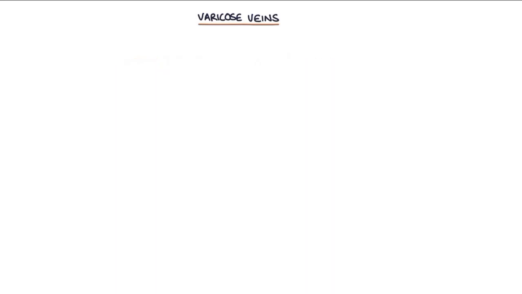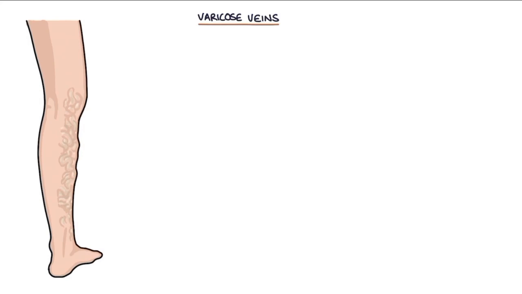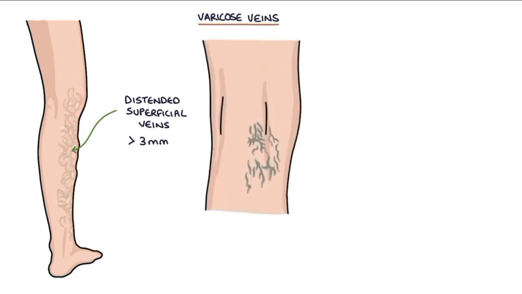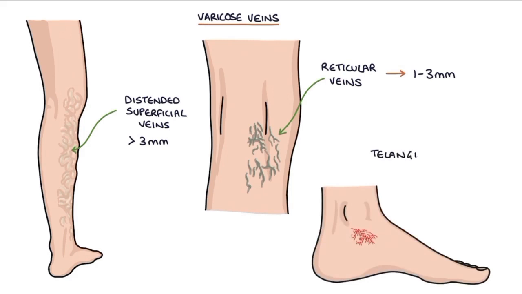So let's jump straight in. Varicose veins are distended, superficial veins measuring more than 3 mm in diameter, usually affecting the legs. Reticular veins are dilated blood vessels in the skin measuring 1 to 3 mm in diameter. Telangiectasia refer to dilated blood vessels in the skin measuring less than 1 mm in diameter. They're also known as spider veins or thread veins.